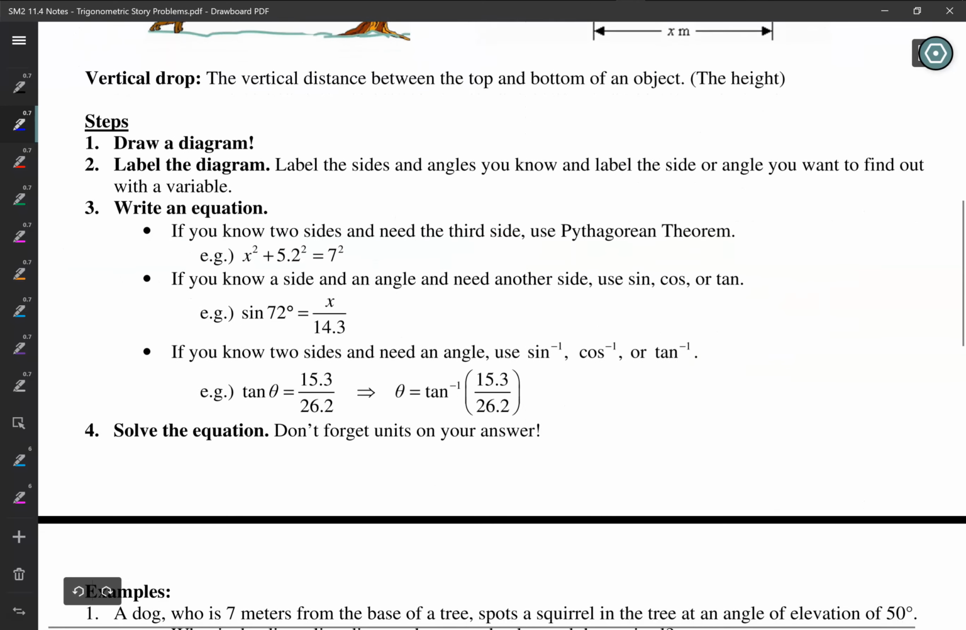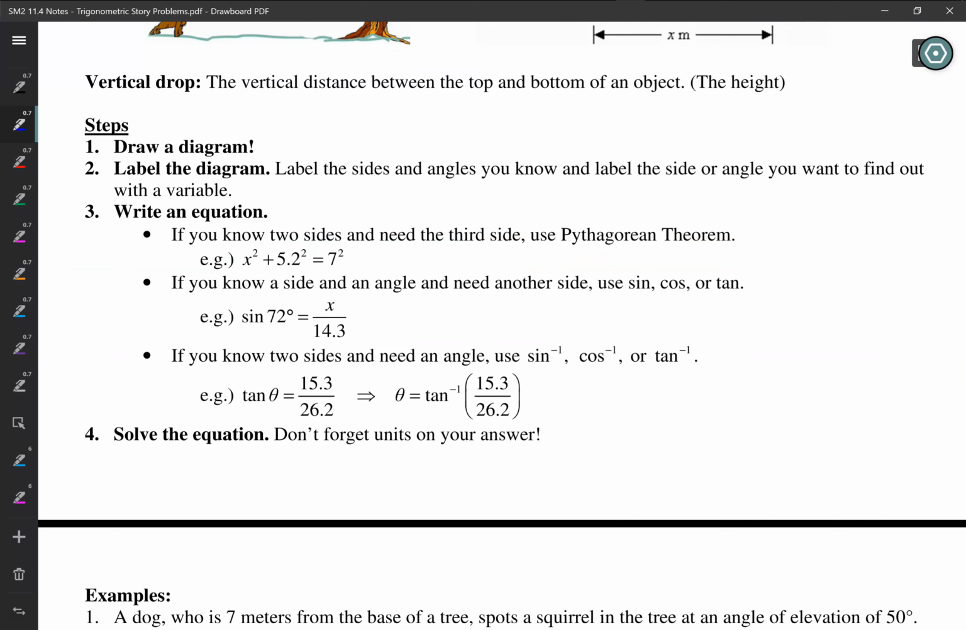So when you're solving a story problem, your steps are: draw a diagram. It doesn't have to be beautiful. As you probably have figured out by now, my artistic skills are a little bit lacking. Stick figures are great. Don't even feel like you really need to draw trees or anything, just mostly draw triangles. That's good. Label the sides and the angles you know, and label the side or the angle you want to find out with a variable, an x or a theta. And then write an equation.